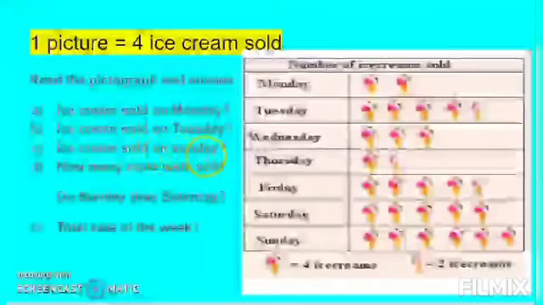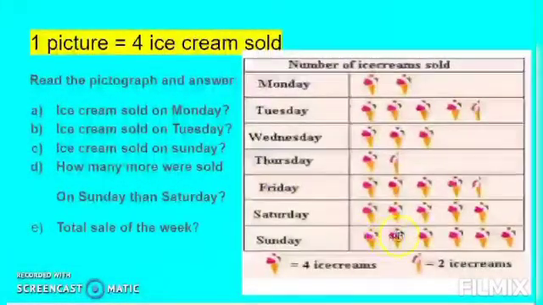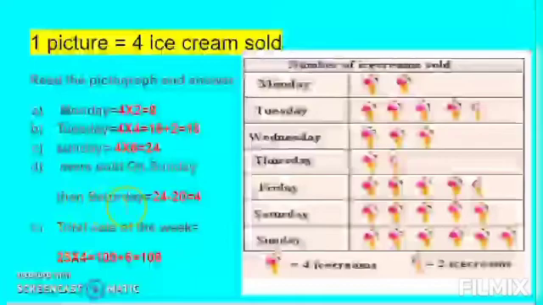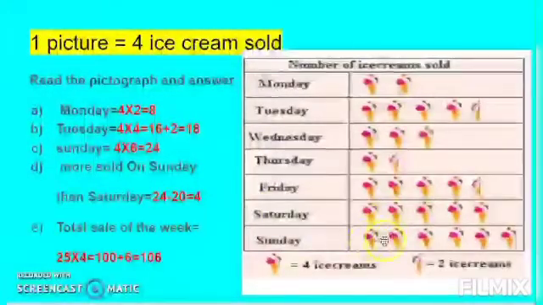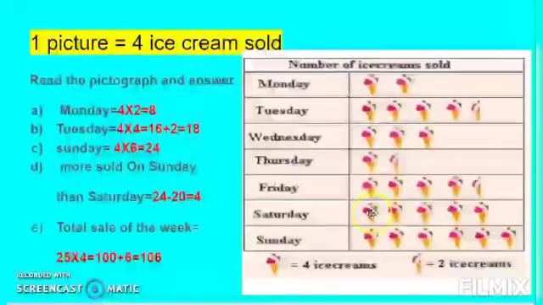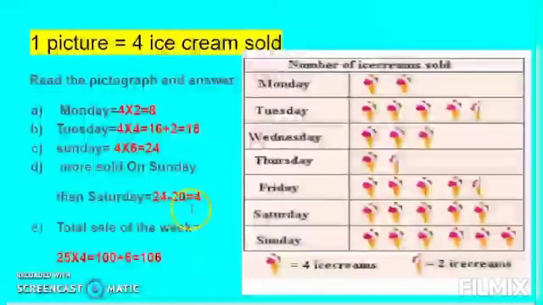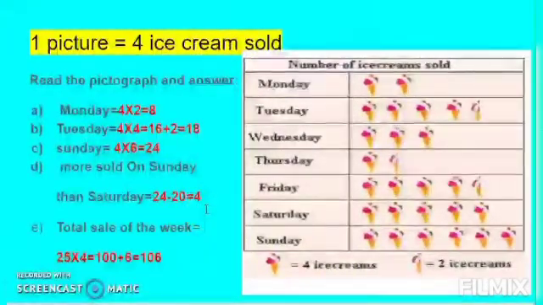Now ice cream sold on Sunday. So let us calculate by counting and then multiplying by 4. So 1, 2, 3, 4, 5, 6. 6 fours are 24. Now next question is, how many more were sold on Sunday than Saturday? So what is the count for Sunday? We have calculated 24, and for Saturday we have calculated 1, 2, 3, 4, 5 into 4, that is 20. So 24 minus 20, that is 4 more ice creams were sold on Sunday than Saturday.